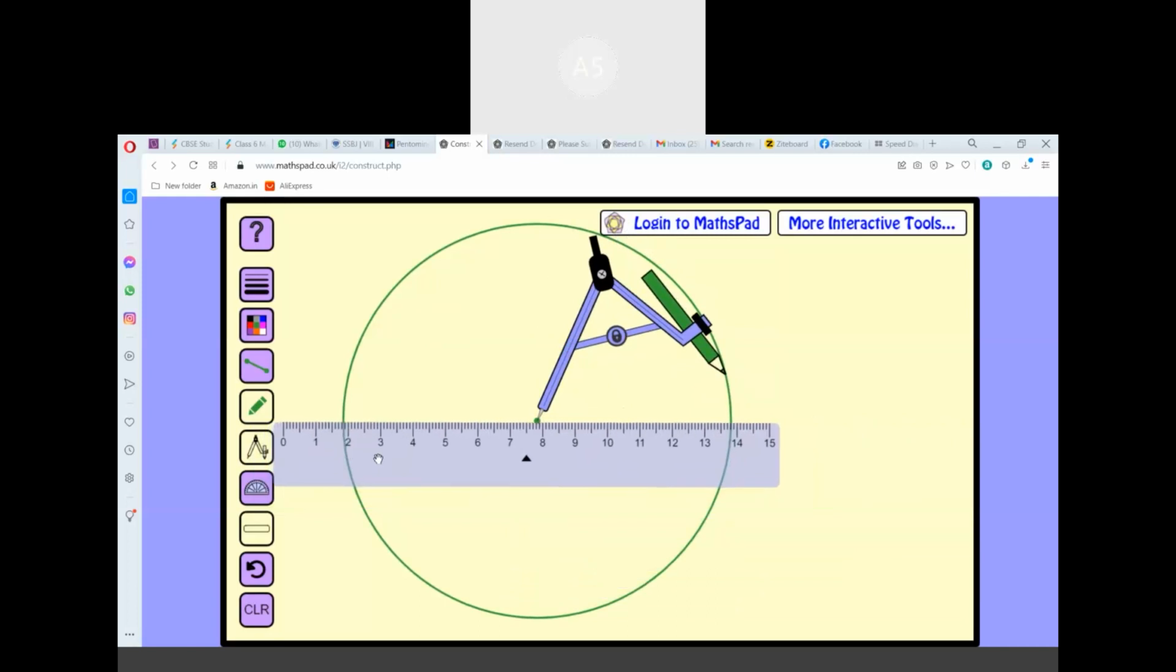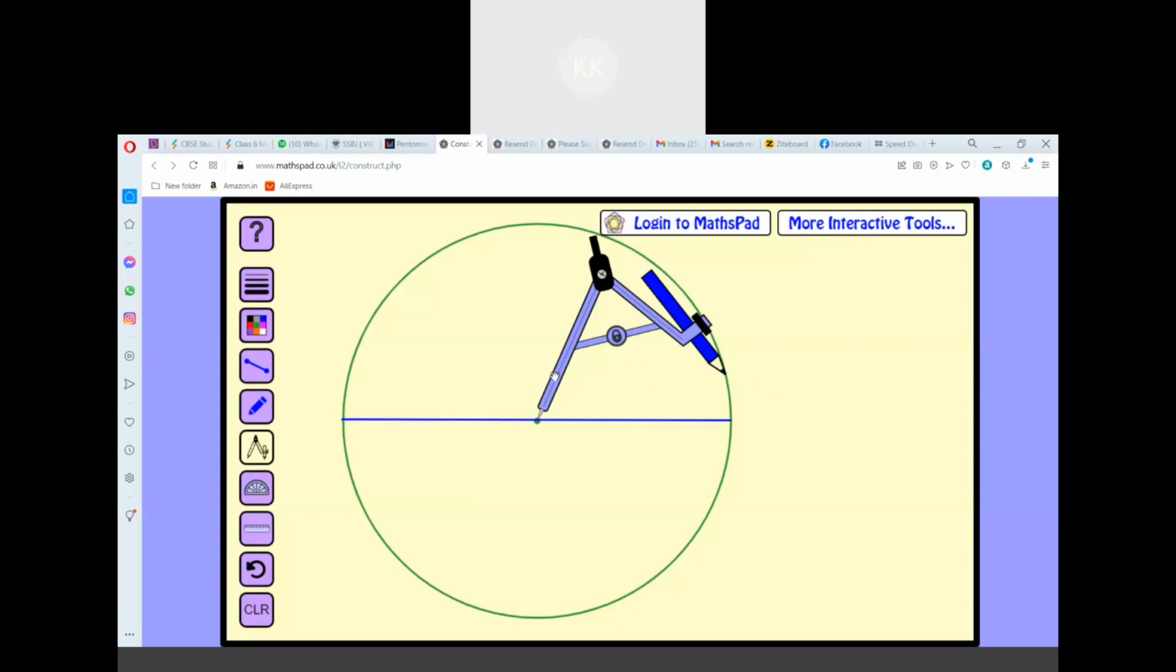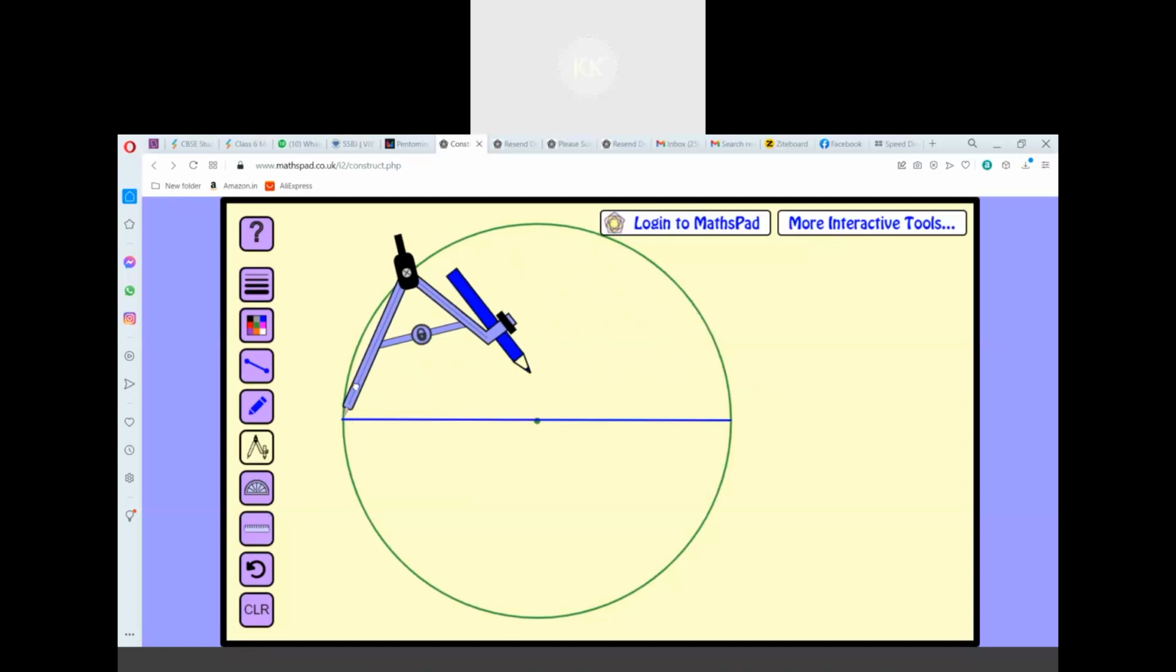So suppose I join this using a line. I will be getting a diameter from this point to this point. If I am joining, I'll get a diameter. Once the diameter is obtained, they have asked us to bisect this diameter.